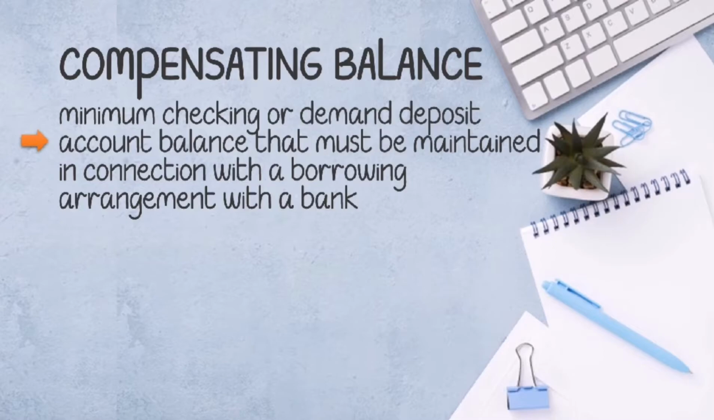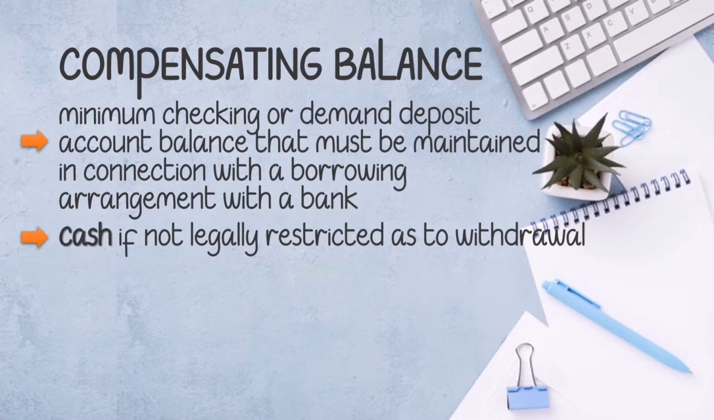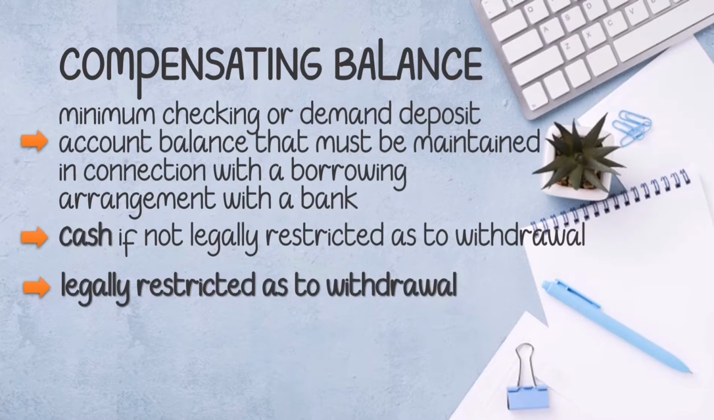So in order not to be caught off guard in releasing such a large amount, they can give me a loan of 10 million and ask me to deposit another 3 million in their bank. That 3 million deposit still belongs to me, but I just deposit it with them to compensate the bank. That is why it is called a compensating balance. So what would be the treatment of our 3 million deposit? If the 3 million deposit is not legally restricted as to withdrawal, it is part of cash. Cash, if unrestricted, right? That is our definition of cash, it must be unrestricted.